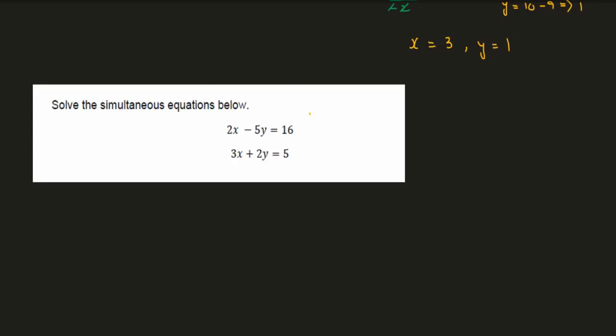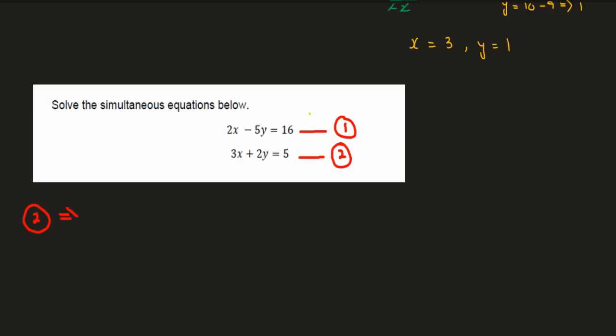Let's try another example. Now I have been given two equations, so let's label this equation as equation number 1 and this equation as equation number 2. Again, you have to see for which equation it is easier to make a subject. I can choose either equation number 1 or equation number 2. So in this example, let's just take equation number 2.